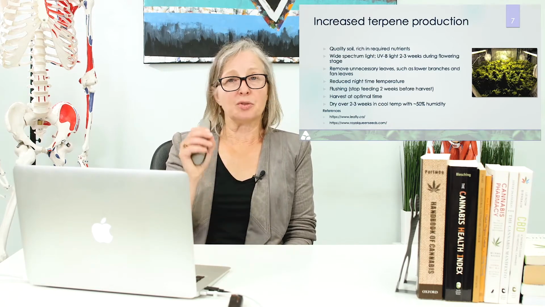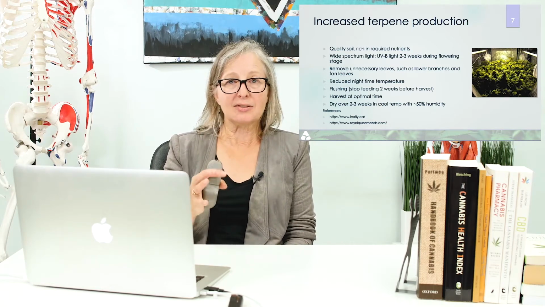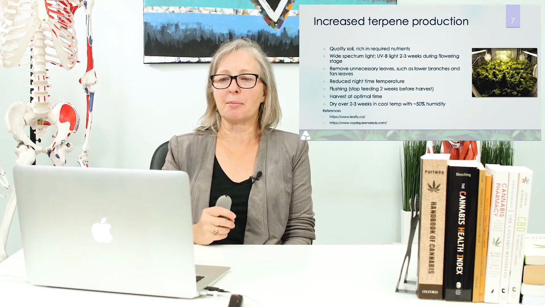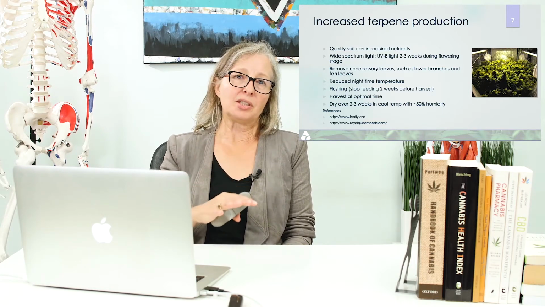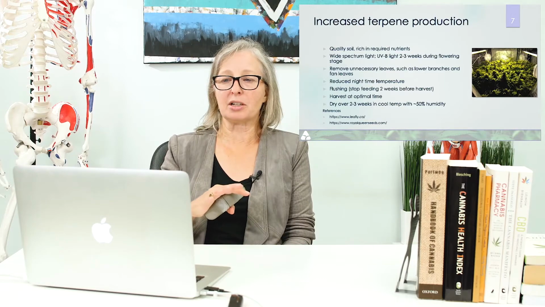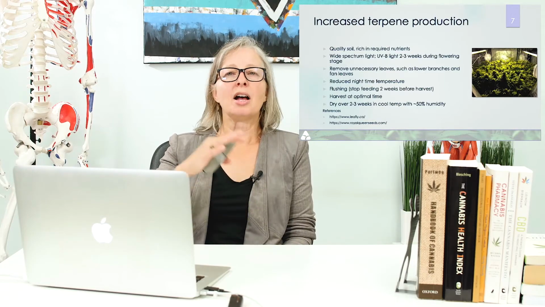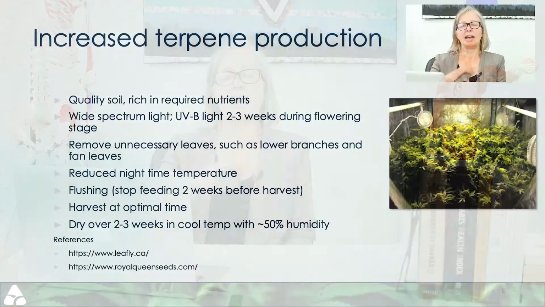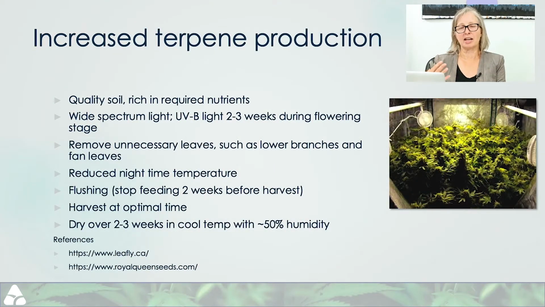Some people like to remove some of the unnecessary leaves as those buds are starting up. And having a reduced nighttime temperature is really important as well, so that there's quite a variance between your nighttime temperature and your daytime temperature, and that helps for those aromatic qualities of the plant to form a little bit better. Flushing also helps to either preserve or enhance the terpene content.